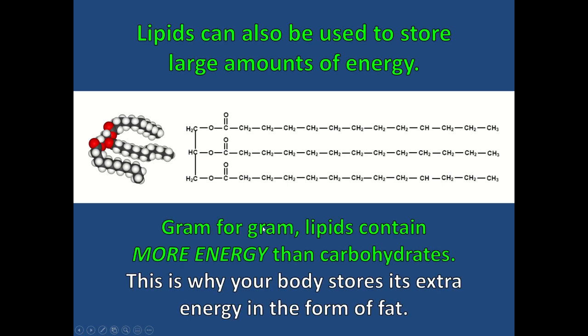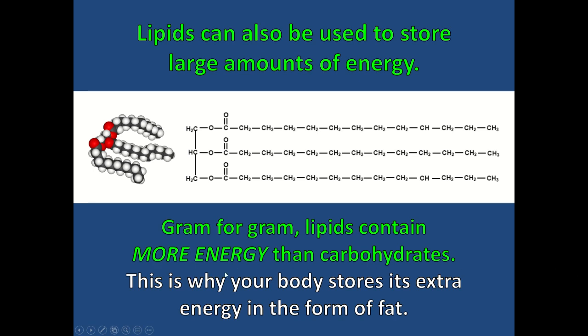So gram for gram, and what does that mean? If I had 10 grams of carbohydrates and 10 grams of lipids, the lipid is still going to have more energy just because of the types of bonds and the structure that it has. So even though with sugar you might get a quick rush, the lipid is going to probably give you more energy in the long run. But that's not to say that lipids' main function is to give you energy. It's just something that it can do.